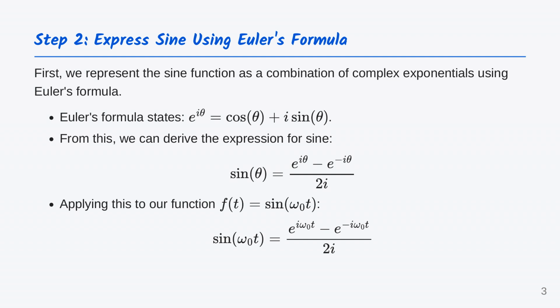As a quick reminder, Euler's formula tells us that e to the power of iota theta equals cosine of theta plus iota times sine of theta. From this fundamental identity, we can derive an expression specifically for the sine function. It turns out that sine of theta is equal to e to the power iota theta minus e to the power negative iota theta, all divided by 2 iota.